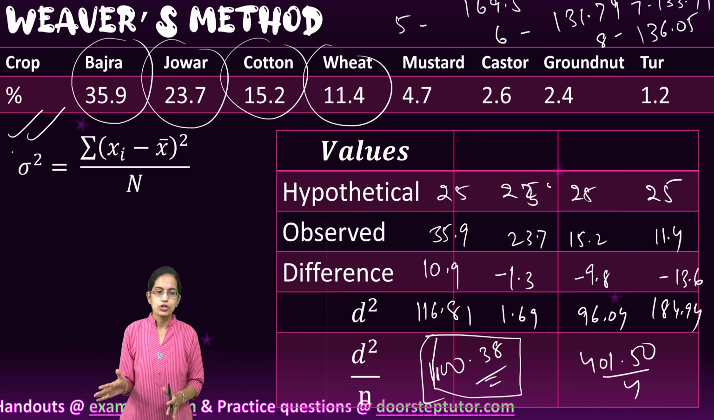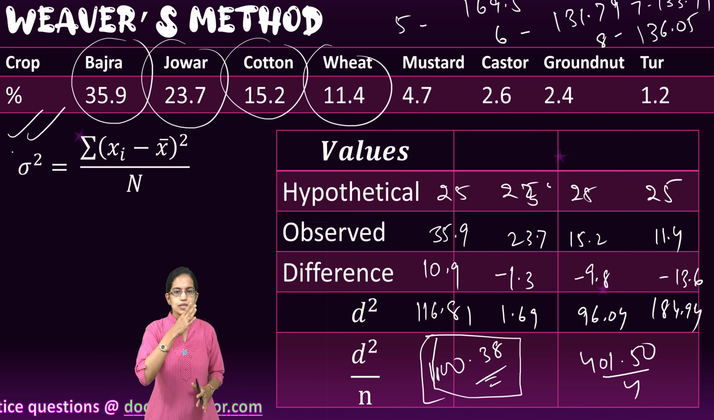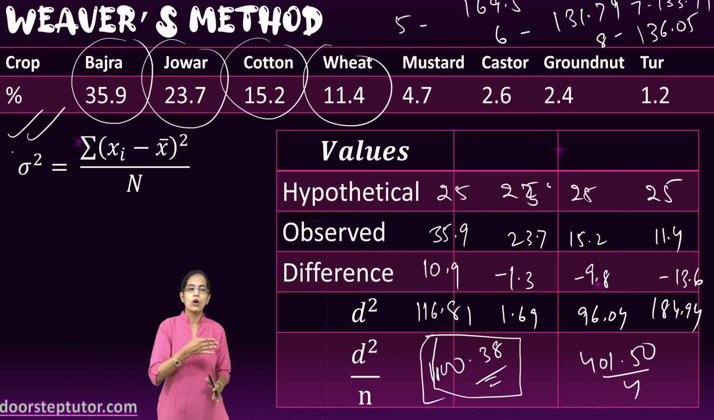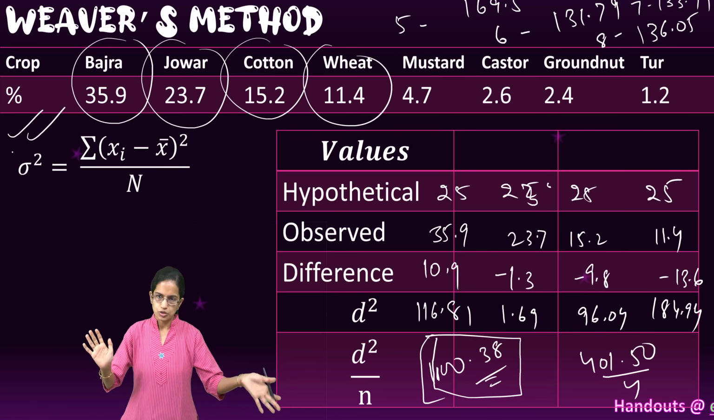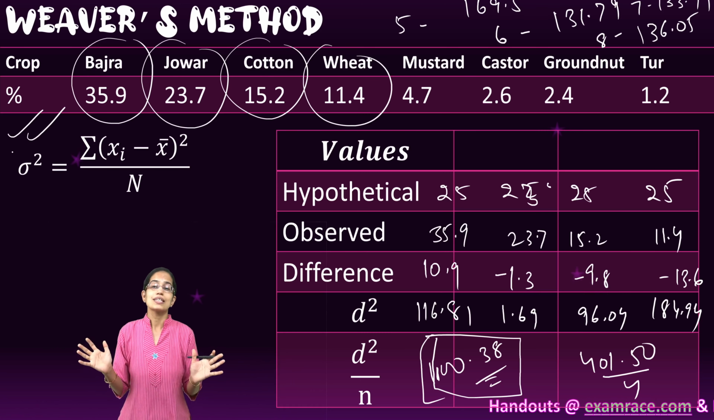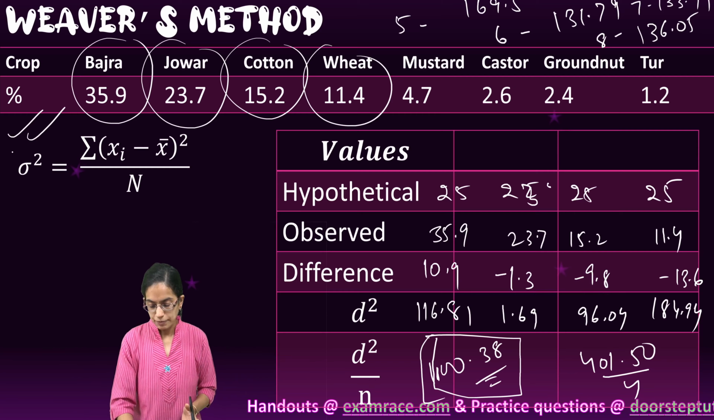I forgot to mention that in the beginning. The idea here is we arrange the crops in descending order, so highest proportion cropped area first and lowest proportion cropped area last. This is again important, but this was not the end.